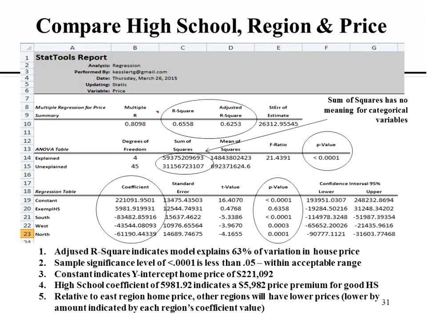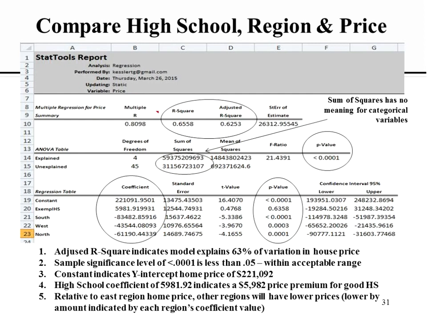So I've got a significant model. I've got a constant coefficient, if you look here under the coefficients for the regression table, of 221,091. And what that tells you is that's the y-intercept price of the homes in my model of 221,000. That's the base price that I work with. Then when I look to see whether the high school is going to affect the home price or not, I note that when the high school is a 1, when there's a quality high school, that adds $5,982 to the $221,000 price of the house. So the house with a good high school is worth about $6,000 more.